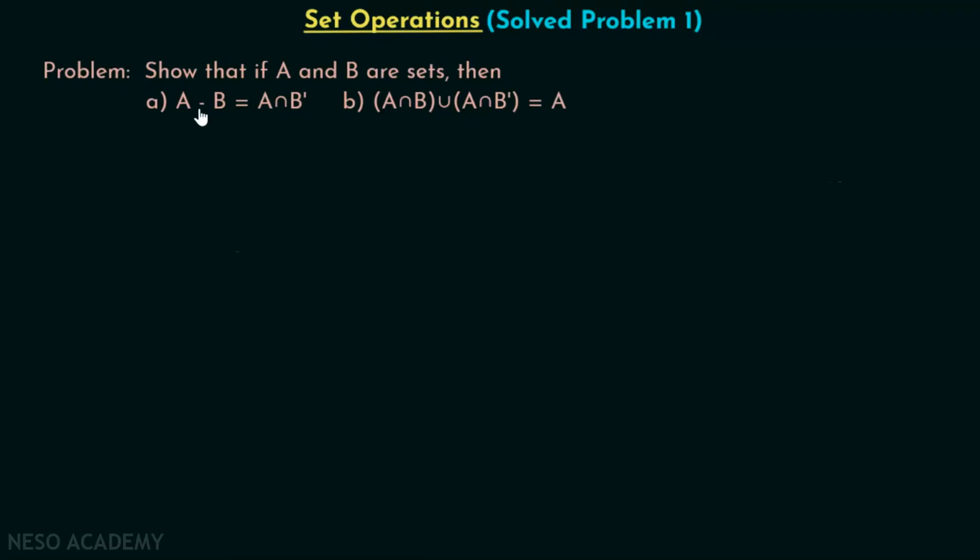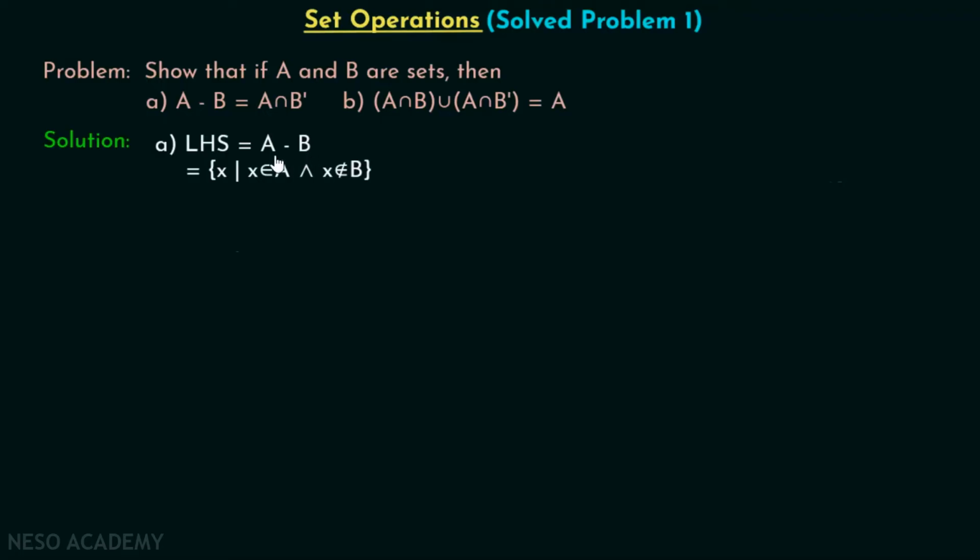We have to prove that A minus B is equal to A intersection B complement, and we also have to prove that A intersection B union A intersection B complement must be equal to A. Let's first prove that A minus B is equal to A intersection B complement. For this, we will take the LHS part first, and then we will try to deduce the RHS part from the LHS. So let's take the LHS part, that is A minus B.